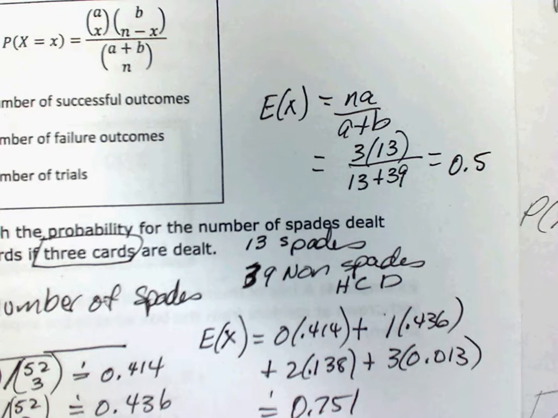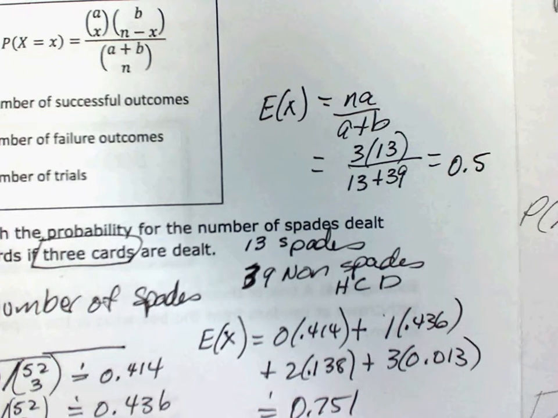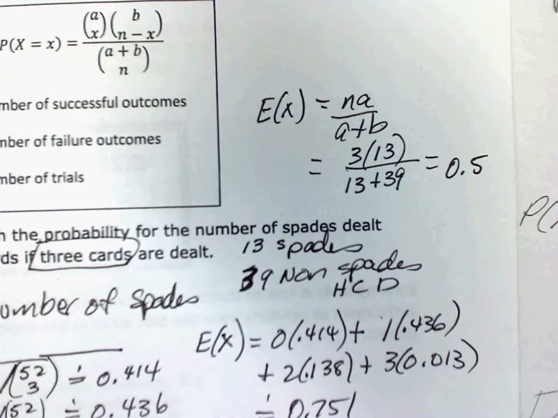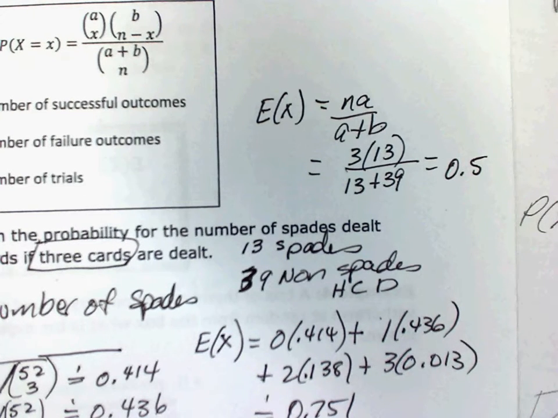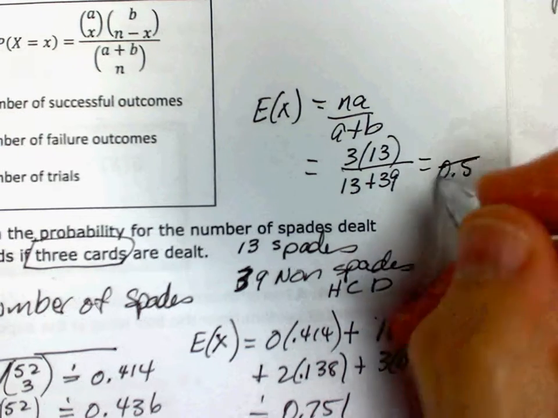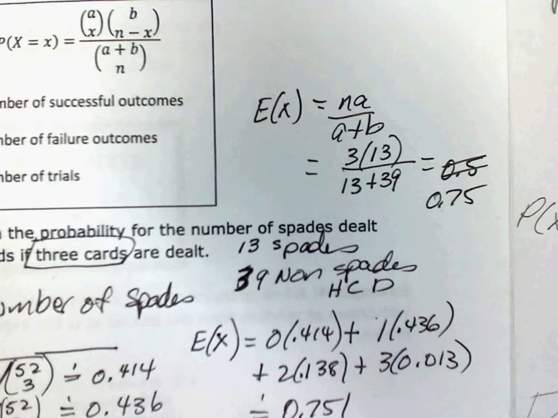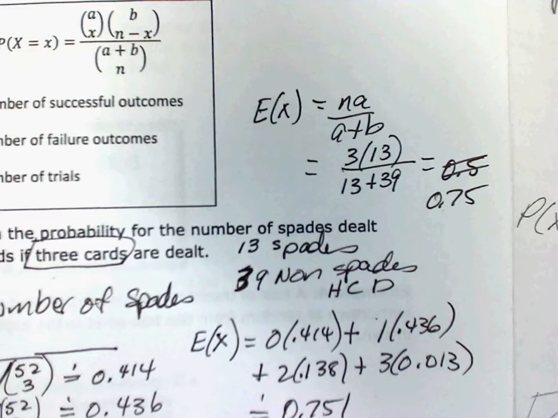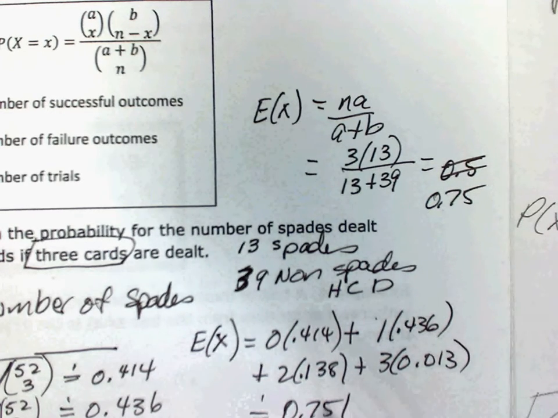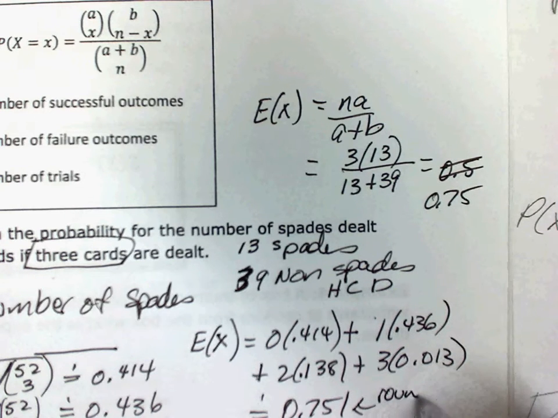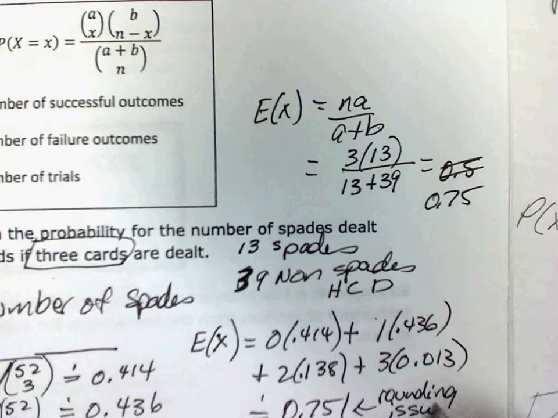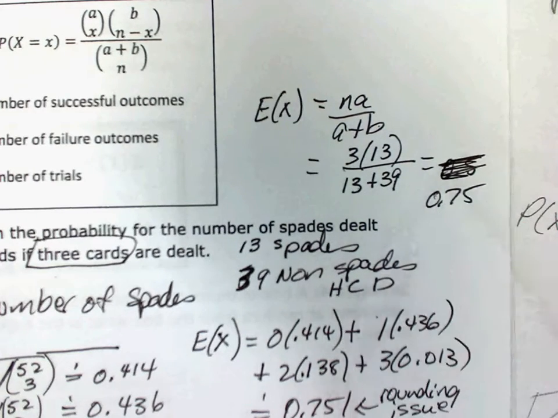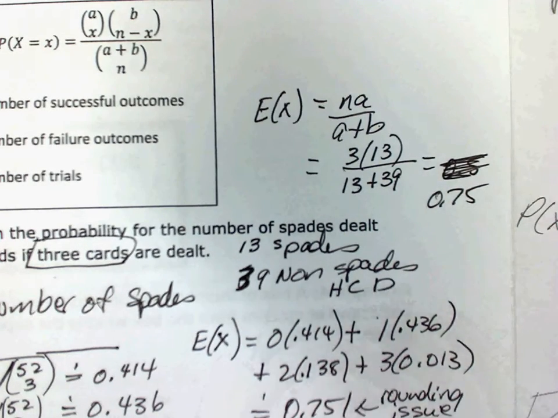Pardon? This one here? Oh, hold it. Okay, so 3 times 13 is 39, right? Divided by 52. Oh, I got 0.75 on this one. So it might be a rounding issue, because here I rounded to 3 decimal places. Yeah, so this is a rounding issue. Anyway, I was just illustrating the formula. So it's just a shortcut method of finding expected value.